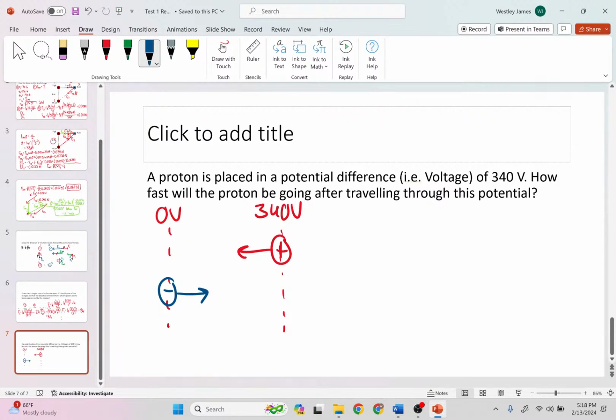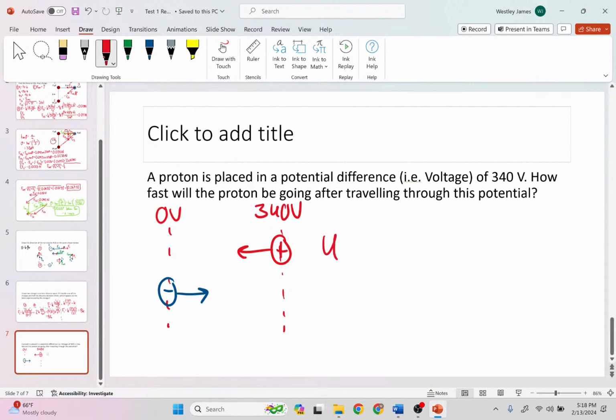In both cases, I'm going from a higher potential energy to a lower potential energy. All right. And remember, y'all, if you ever see the word fast, velocity, speed, conservation of energy.